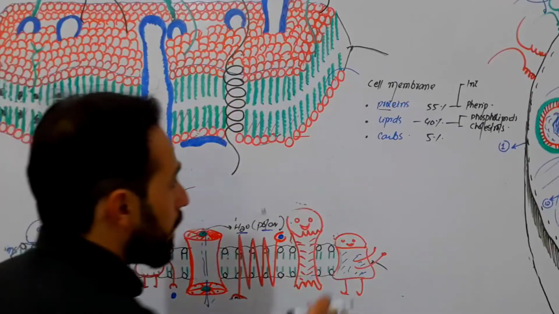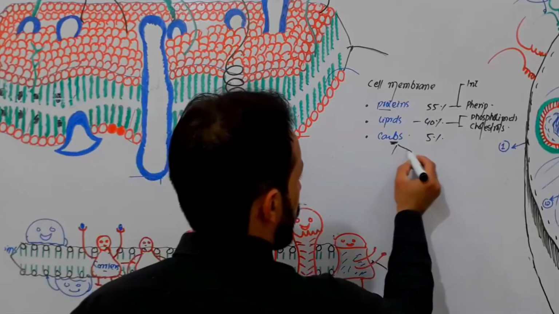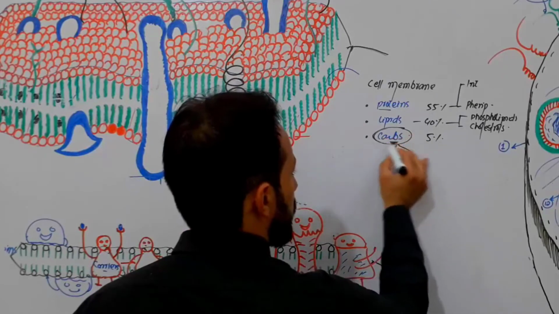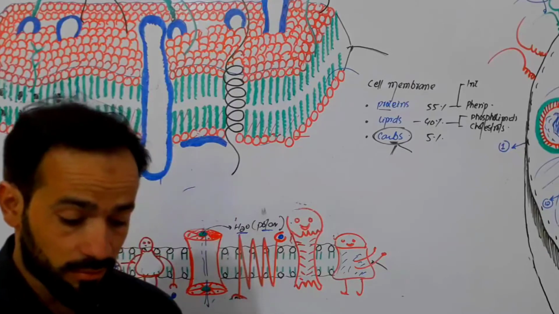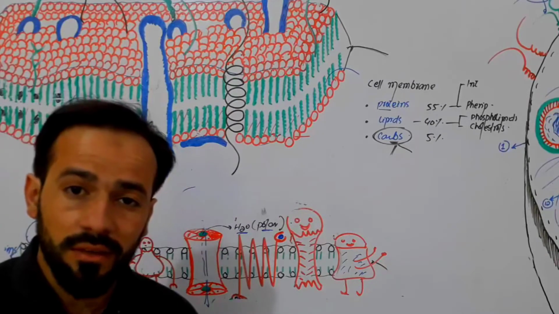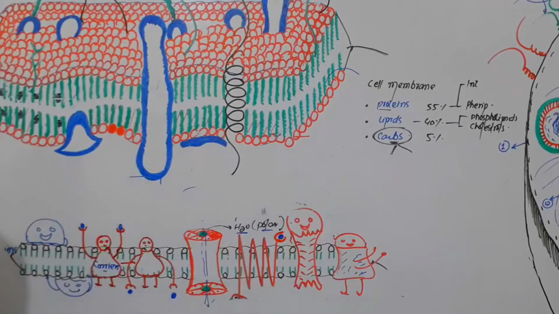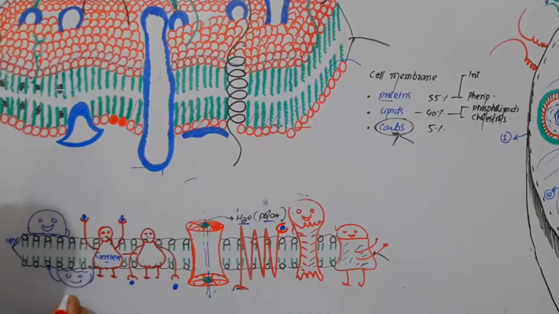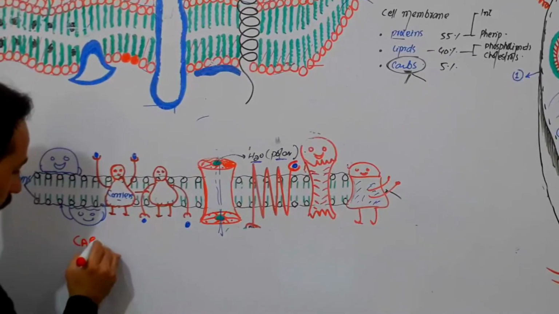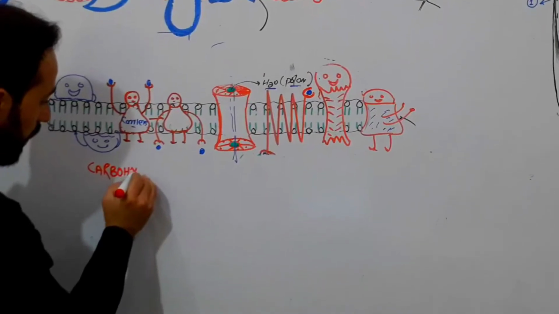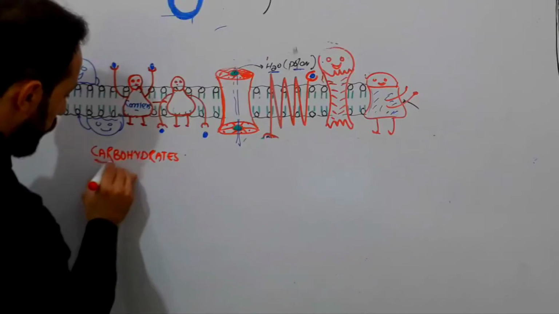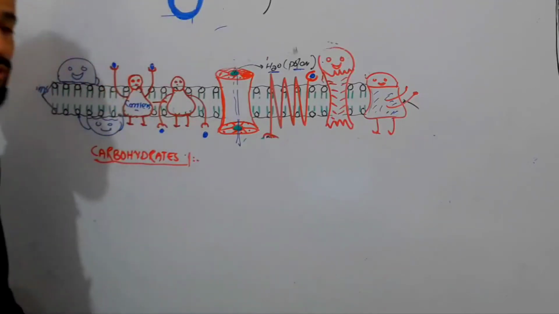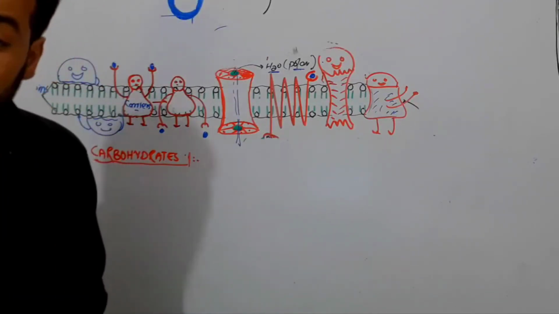Now we are going to discuss the carbohydrates which are present in the cell membrane and what the functions of those carbohydrates are. So let's go for it, friends. Let me write here that we are going to discuss the carbohydrates found in the cell membrane. I hope you are liking and watching these videos, right? So what are the carbohydrates which are found in our cell membrane?